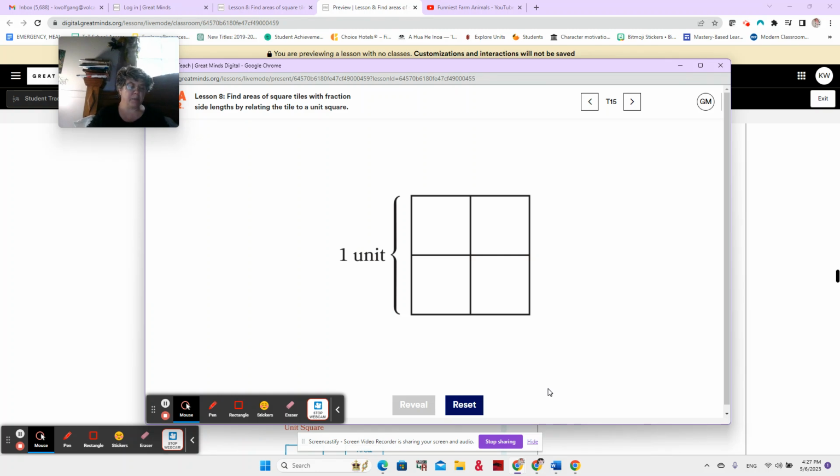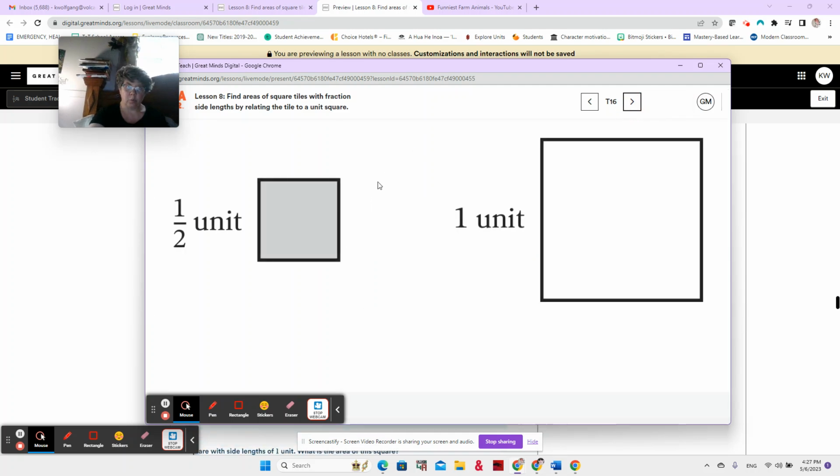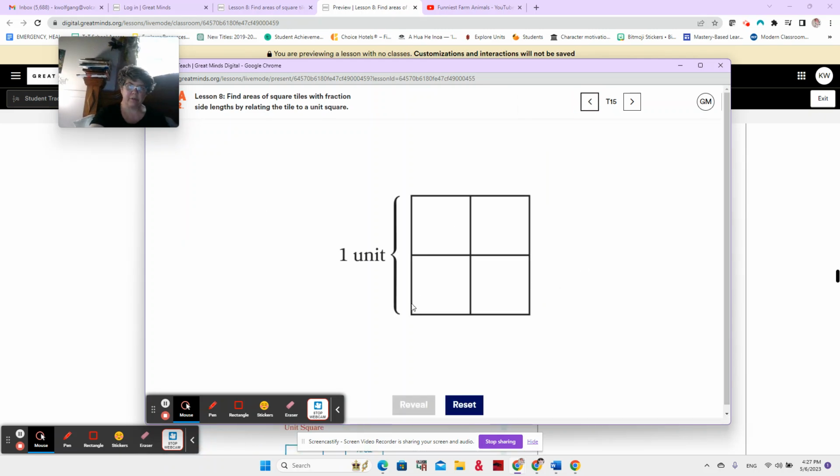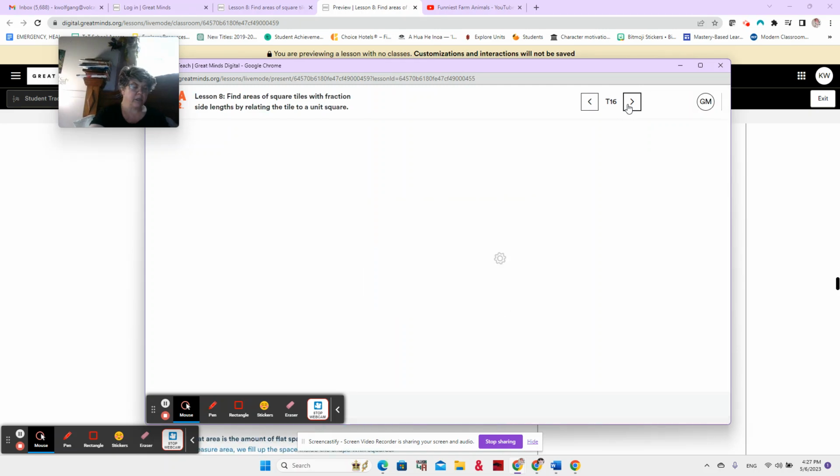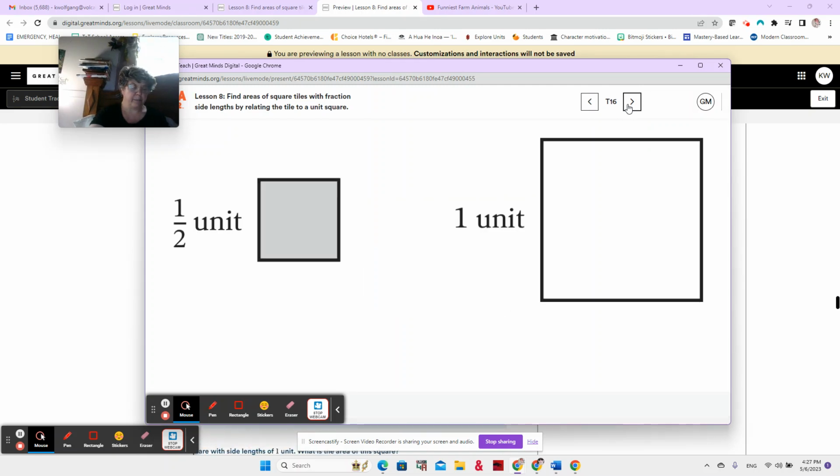If each of these smaller squares is 1/4 of a unit square, then the length of one side of the smaller square, what would be the length of one side here? 1/2 unit. Does that make sense? If you think about what it looks like here, right? So from here to here would be 1/2 unit. So this is 1/2 unit. Okay.